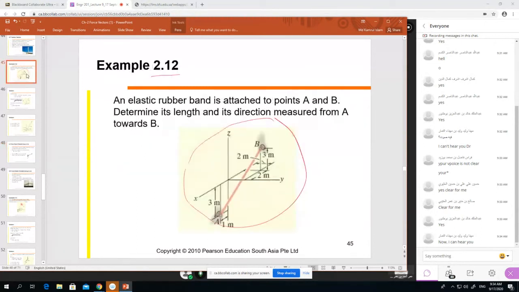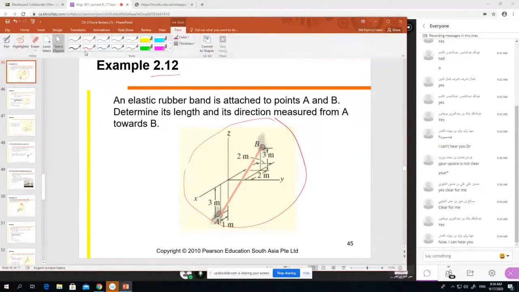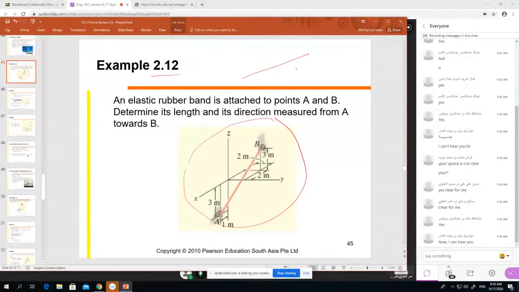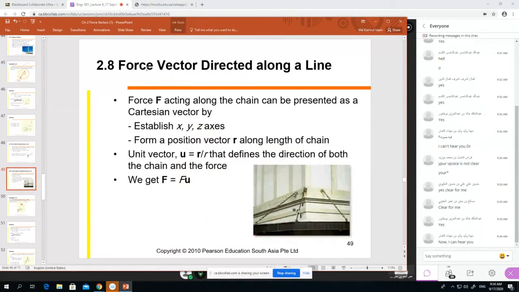Here, what we learned before is how to find the length and the direction of a line. Now, if a force acts on it, suppose this is the rubber band. Okay, this is the rubber band. Yesterday we have done an example. Now, if some force is applied there in that side, then what will happen? How to calculate it? Force vector along a line.